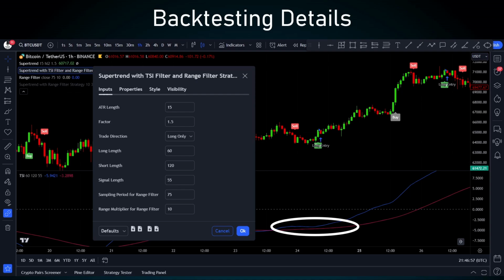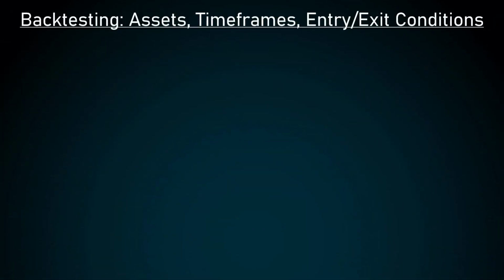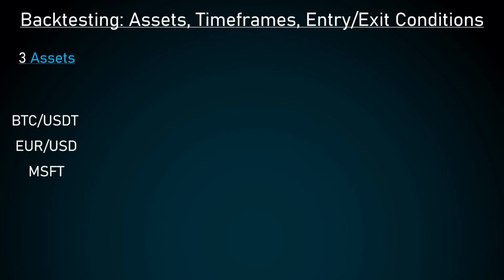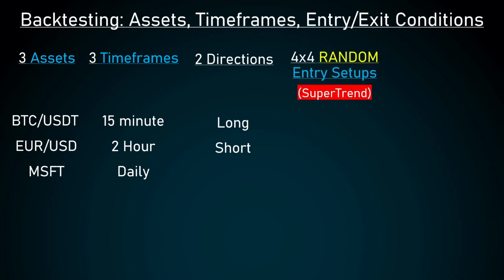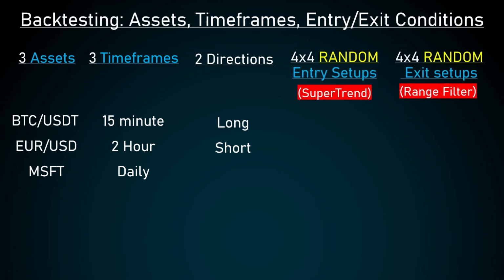Now let's see which parameters, assets and timeframes I tested. As always, to make the comparison as fair and as diverse as possible, I tested 3 assets, 1 crypto, 1 forex and 1 stock. I tested 3 timeframes, 15-minute, 2-hour and daily. I tested 2 trade directions separately, which are of course long and short. And the one thing I did different this time, I will explain why in a moment. I tested 4 times 4 entry signal setups and 4 times 4 exit signal setups randomly.